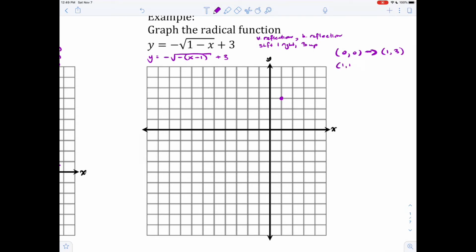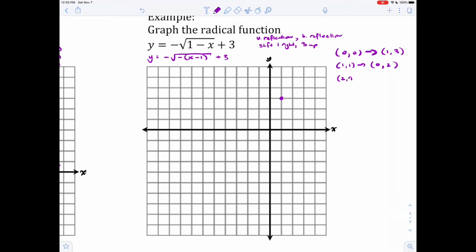For any other point, you will have to take into account what happens in terms of stretches, compressions, reflections. Right? So the point 1, 1, a horizontal reflection would make this negative 1, but then we're going 1 to the right. So that's 0. And then this one times negative 1 because of the vertical reflection makes it negative 1. But then 3 up means we're actually at 2.